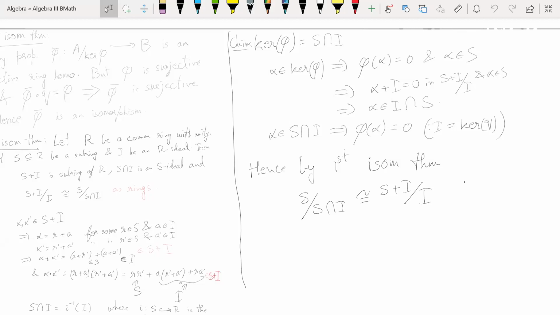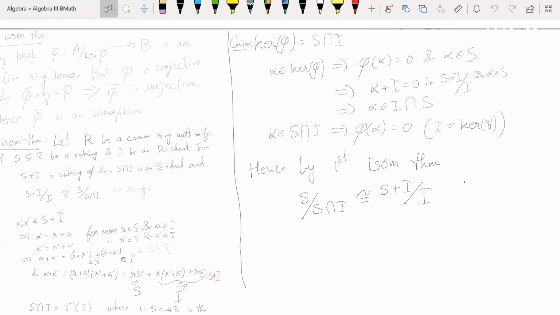And the converse is obvious, right? If you take something in S intersection I, anything which is in I will go to 0 in S plus I mod I. Then of course phi of alpha is going to be 0. So the other inclusion is obvious, because anything in I goes to 0 under phi.